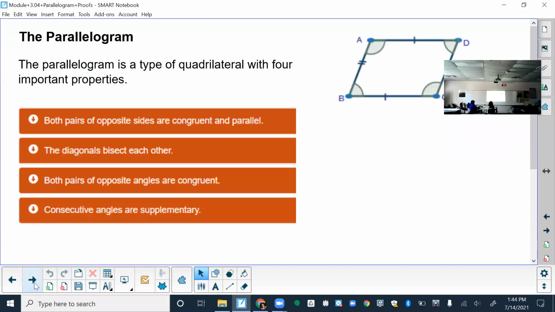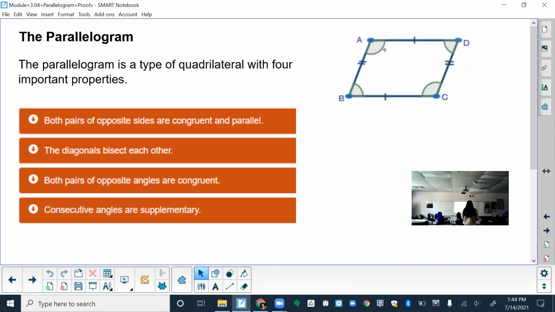First we're gonna review the parallelogram. Just know that it's probably the most basic out of all the definitions. In fact, all the other definitions say, oh, this has the same properties as a parallelogram plus these. So parallelograms are quadrilaterals with 4 properties. They have opposite sides congruent and parallel, which you can see by those hash marks.